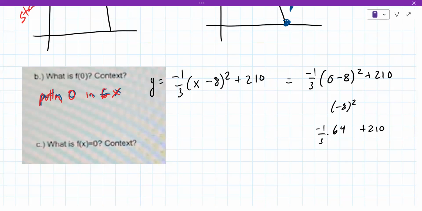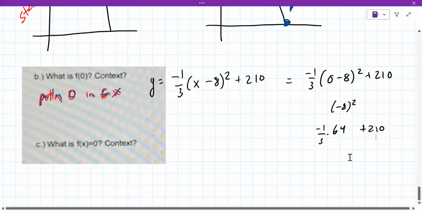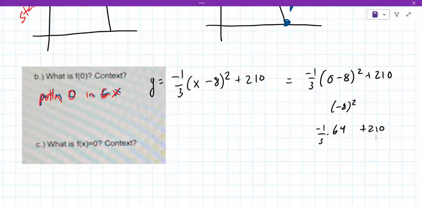So wait, what is it, like -21? Well, what I want you to do is see the multiplication here, see the result. You've got to take a little bit of a leap here and just try it. Tell me what you see when you multiply. That's just the first part, not the plus 210, just this -1/3 times 64.